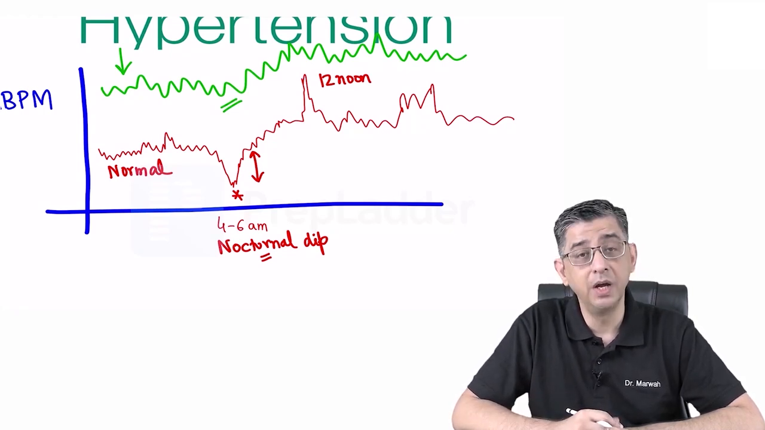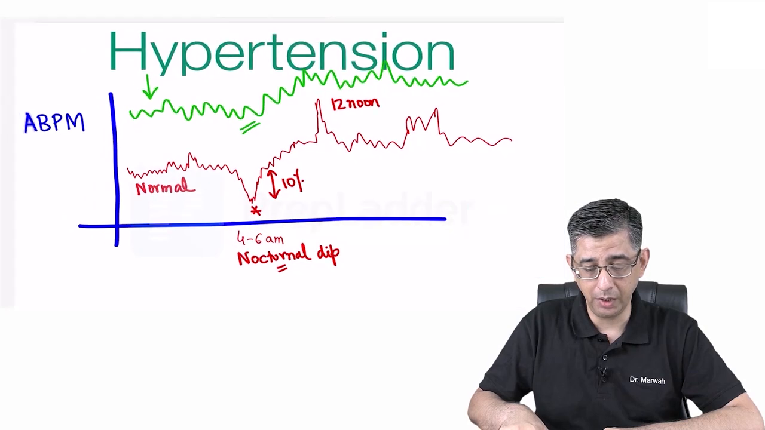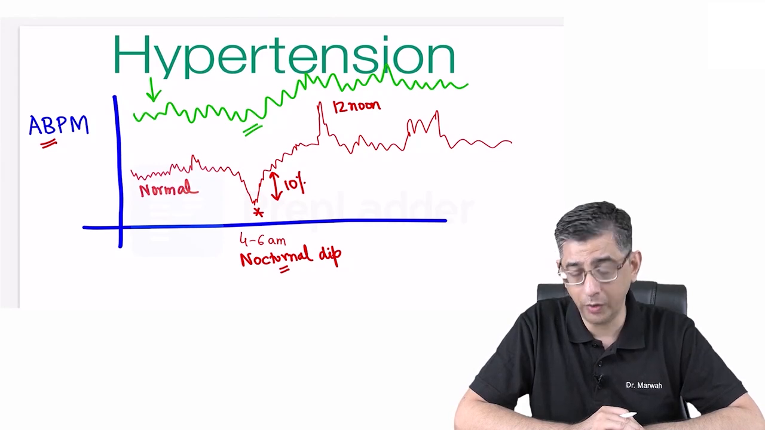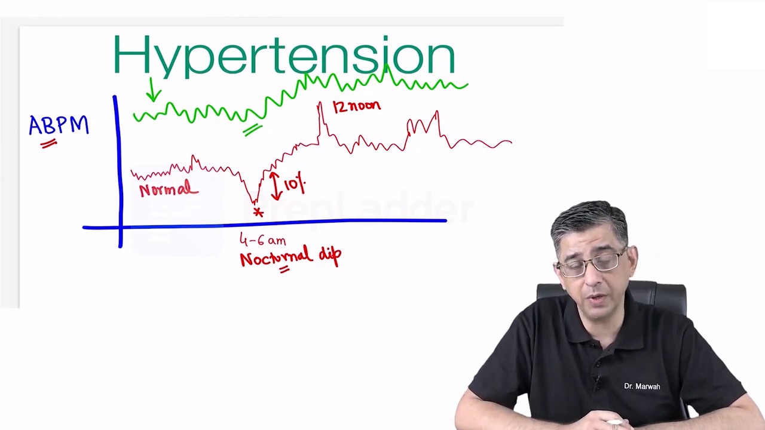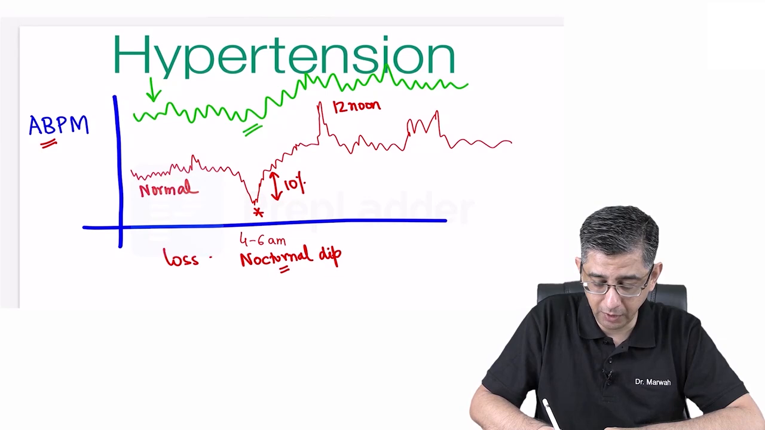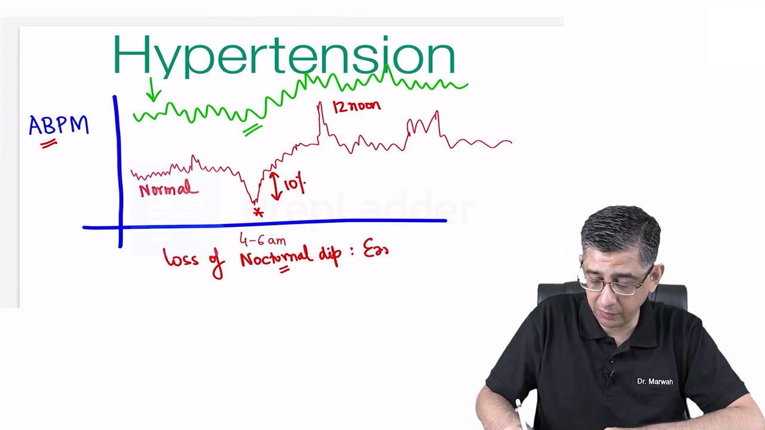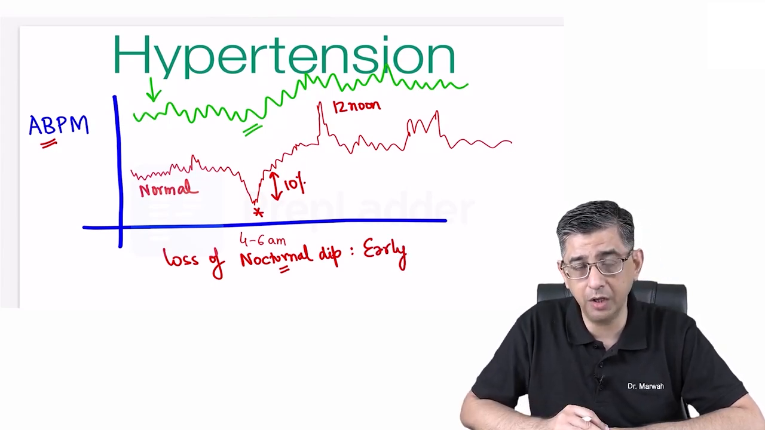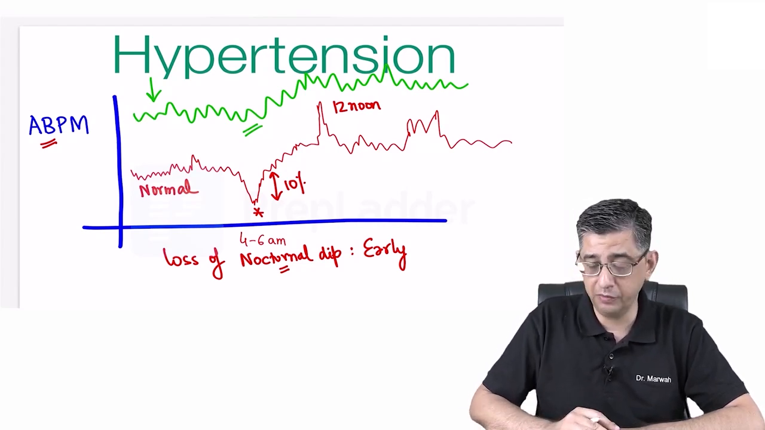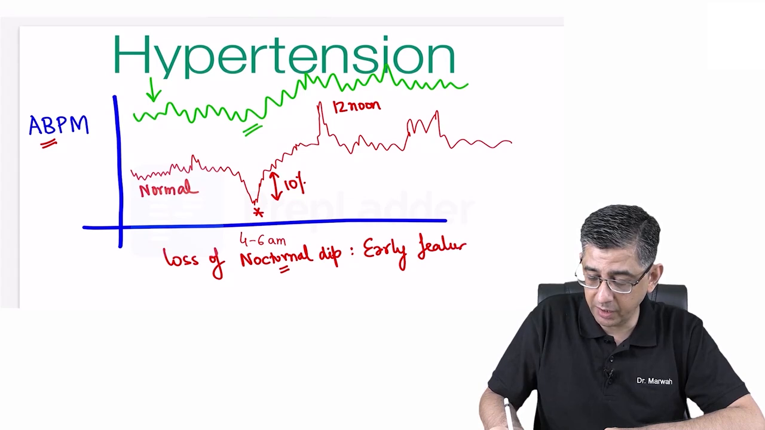Now, when you will compare the blood pressure tracing, I'm talking about an ABPM, that is an ambulatory blood pressure monitoring, over 24 hours for a hypertensive patient, the first thing that you will notice will be a loss of nocturnal dip. So this is one of the early features from the exam perspective. If you are going to check out the ambulatory BP recording of a hypertensive patient versus a normotensive person, what is the early finding that you will get? Your answer would be loss of nocturnal dip is an early feature that can be identified.